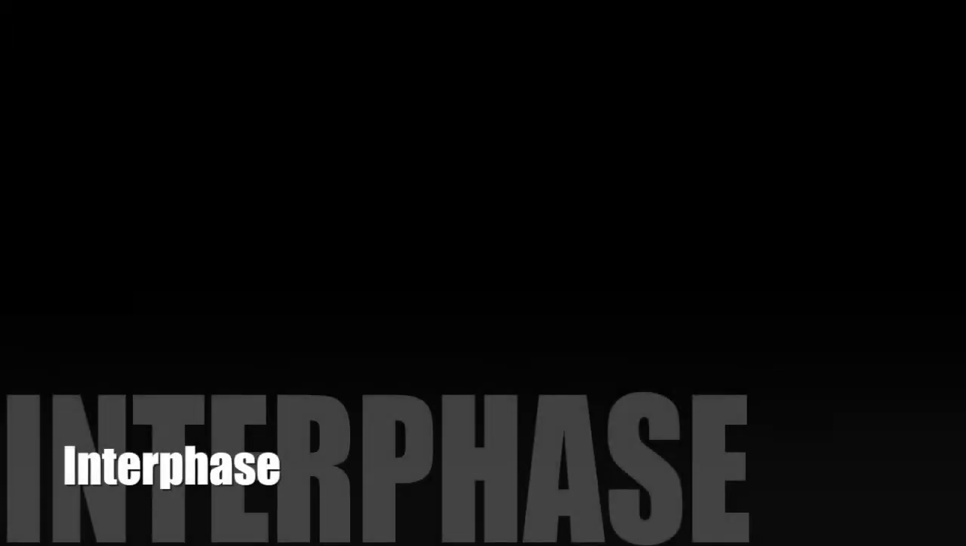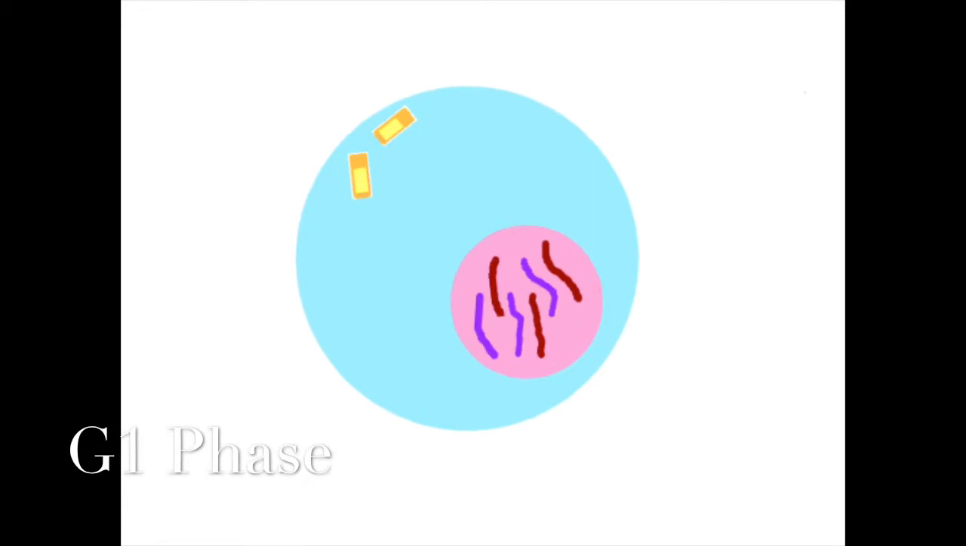Interphase includes three phases, G1, S, and G2 phase, and is a stage where the cell prepares for cell division. Interphase makes up 3/4 of the cell cycle, whereas M phase is much shorter and only occupies 1/4 of the cell cycle. The first stage is the G1 phase, where the cells do most of their growing.